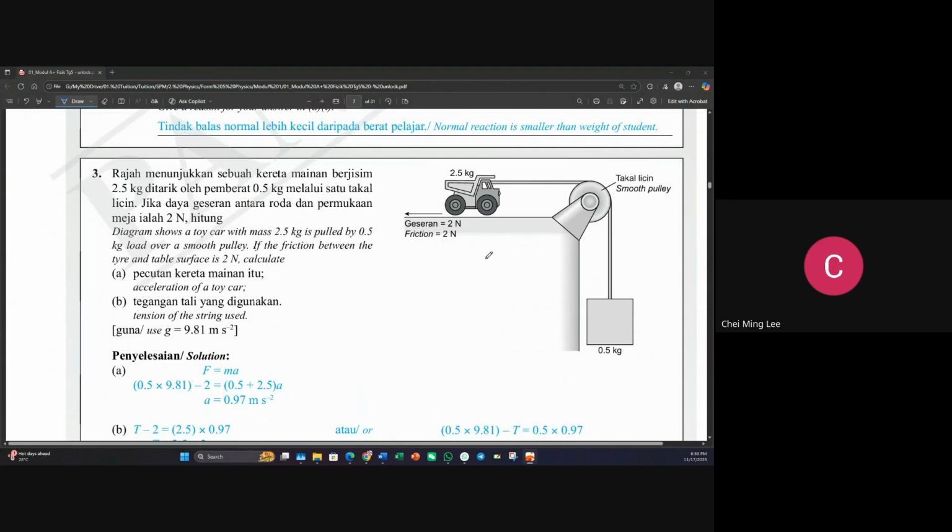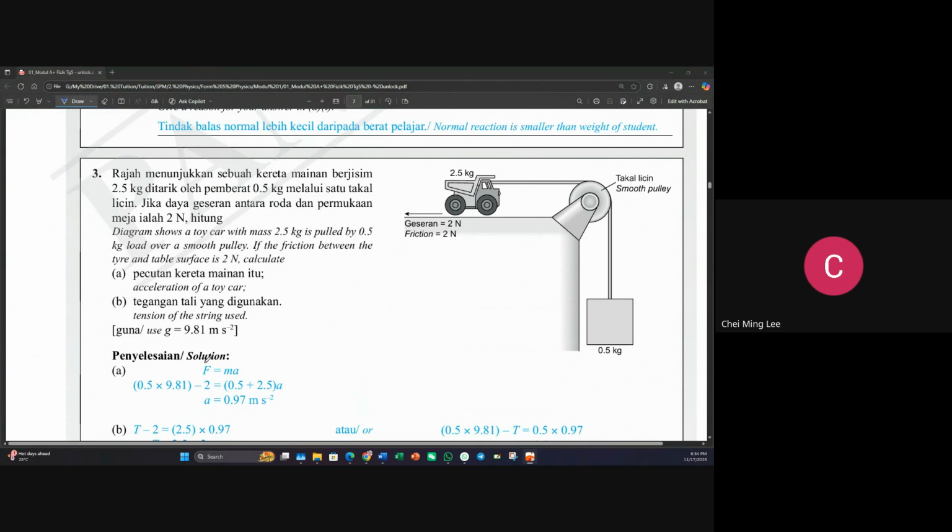So we know that F equals ma. The F here is the 0.5 kg load, the force dragging down, so use 0.5 times 9.81. Then we need to minus the 2 Newton, because there's friction and the friction is in a different direction. This one moves down, this one moves up, correct? So 0.5 times 9.81 minus 2 equals 0.5 plus 2.5, multiplied by a. So a is 0.97 meter per second squared.